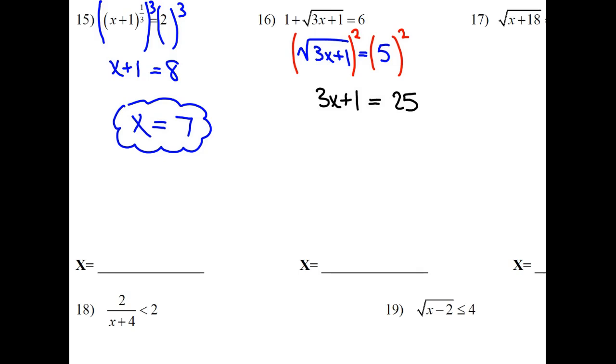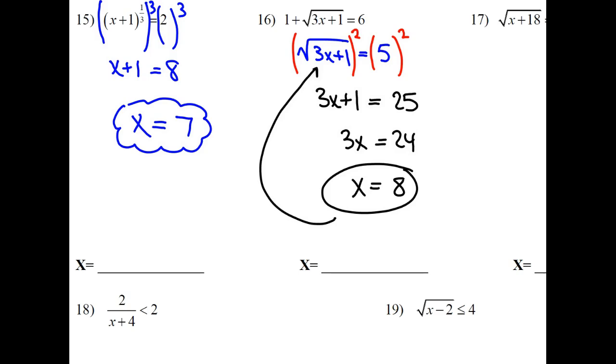Okay, solve that for x. Hey, you could probably do this one. What's the first step? Subtract 1, then you're going to get 3x equals 24. And what is x? 8, right? So put an 8 in here. Does it make it true? The square root of 25 equals 5? Good. So 8. There we go.